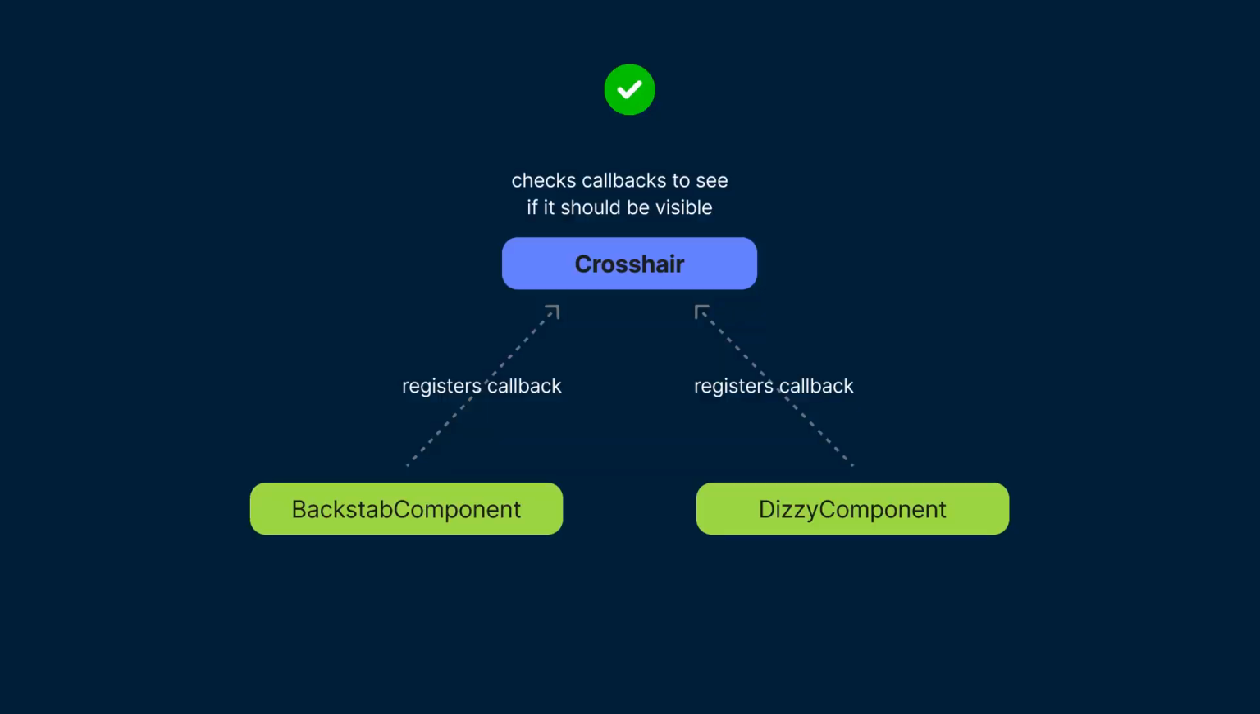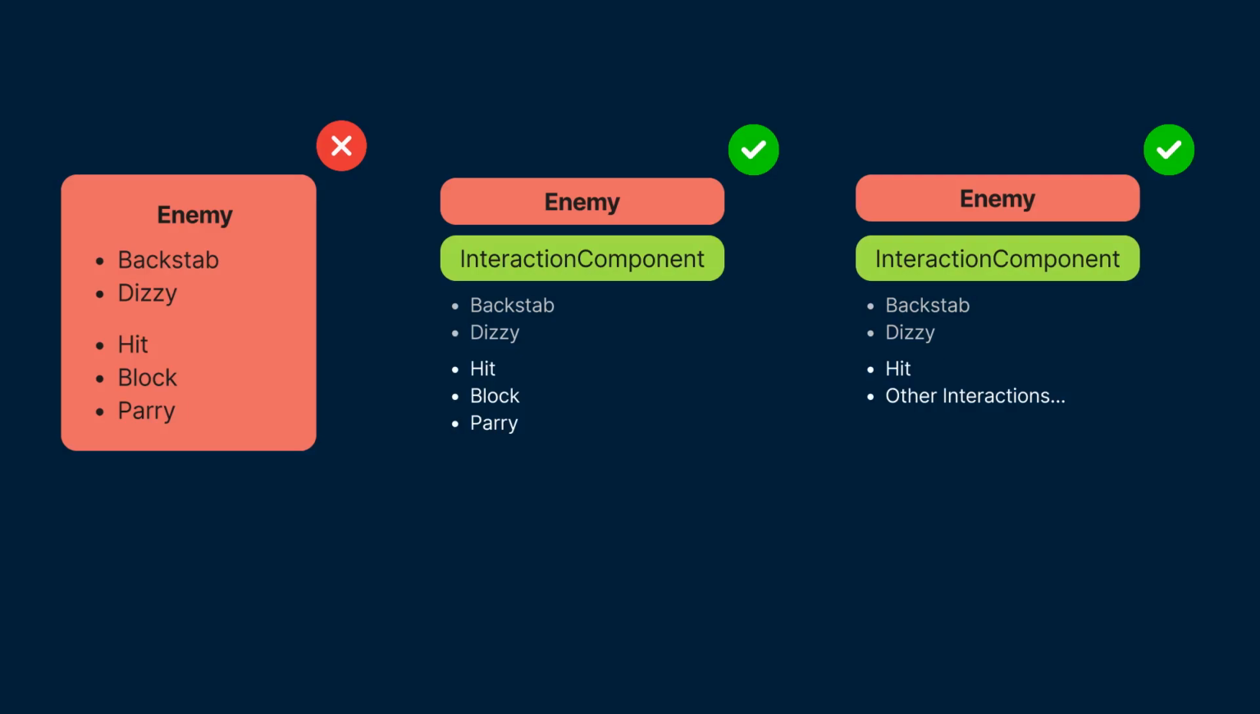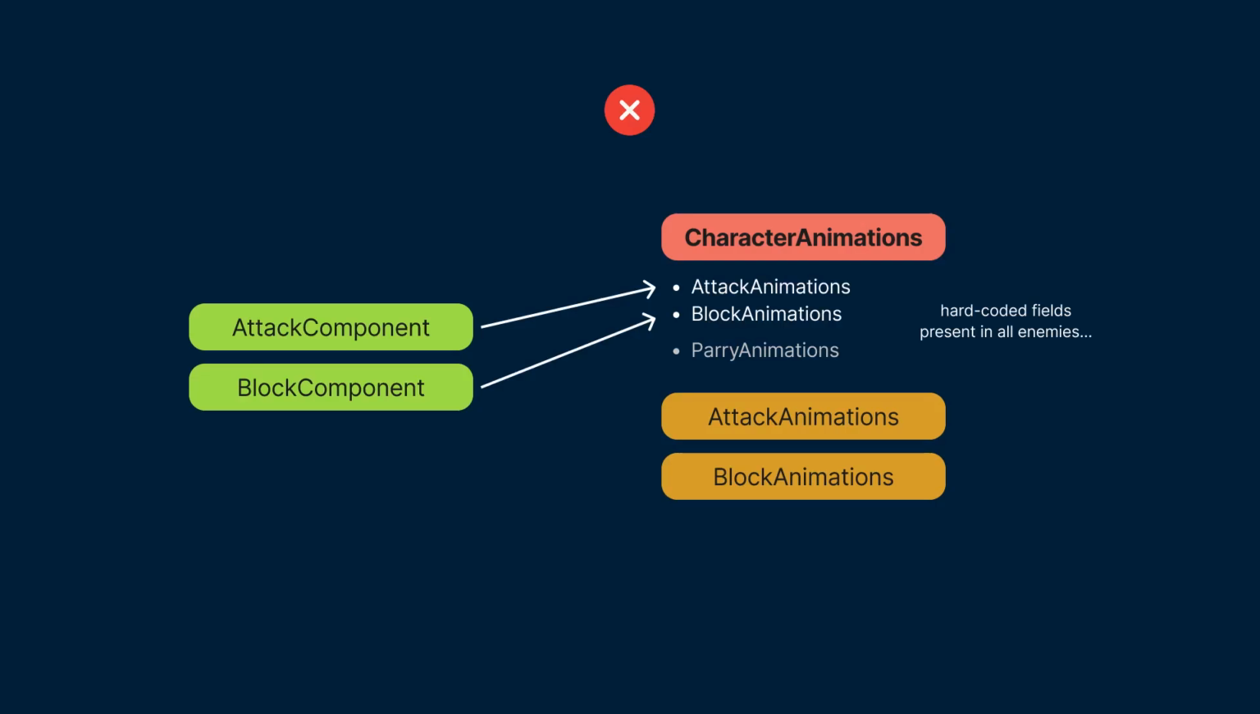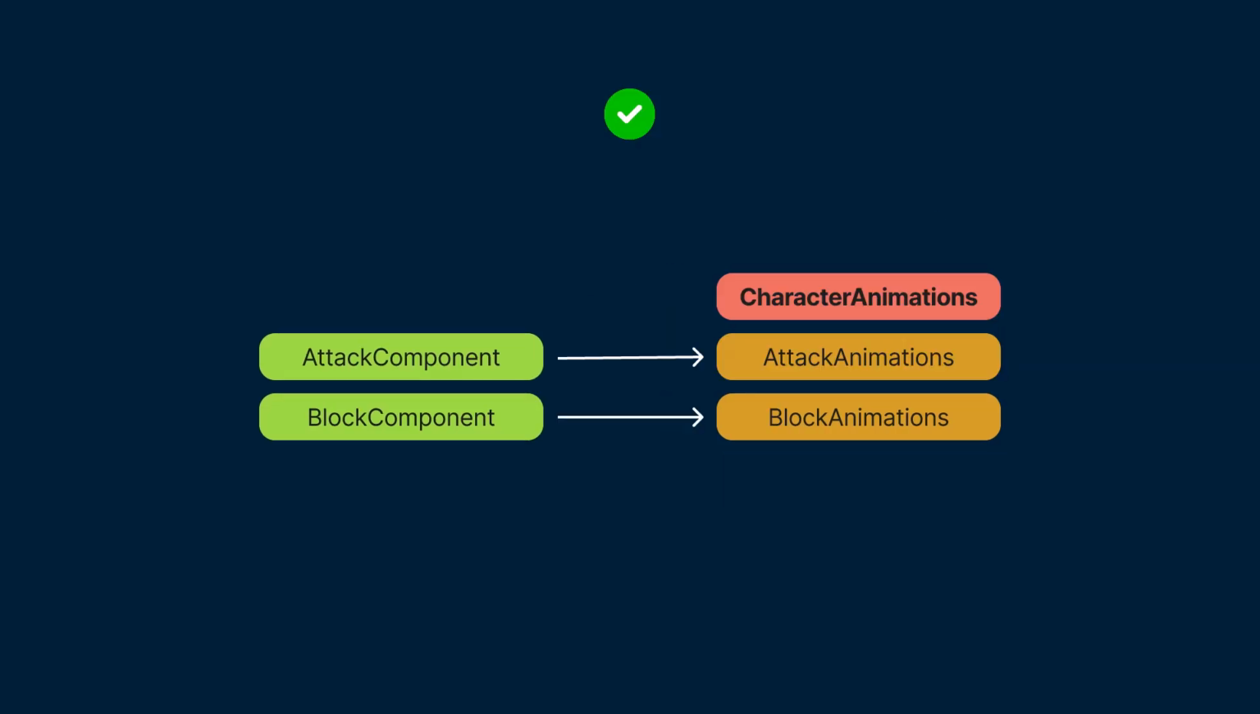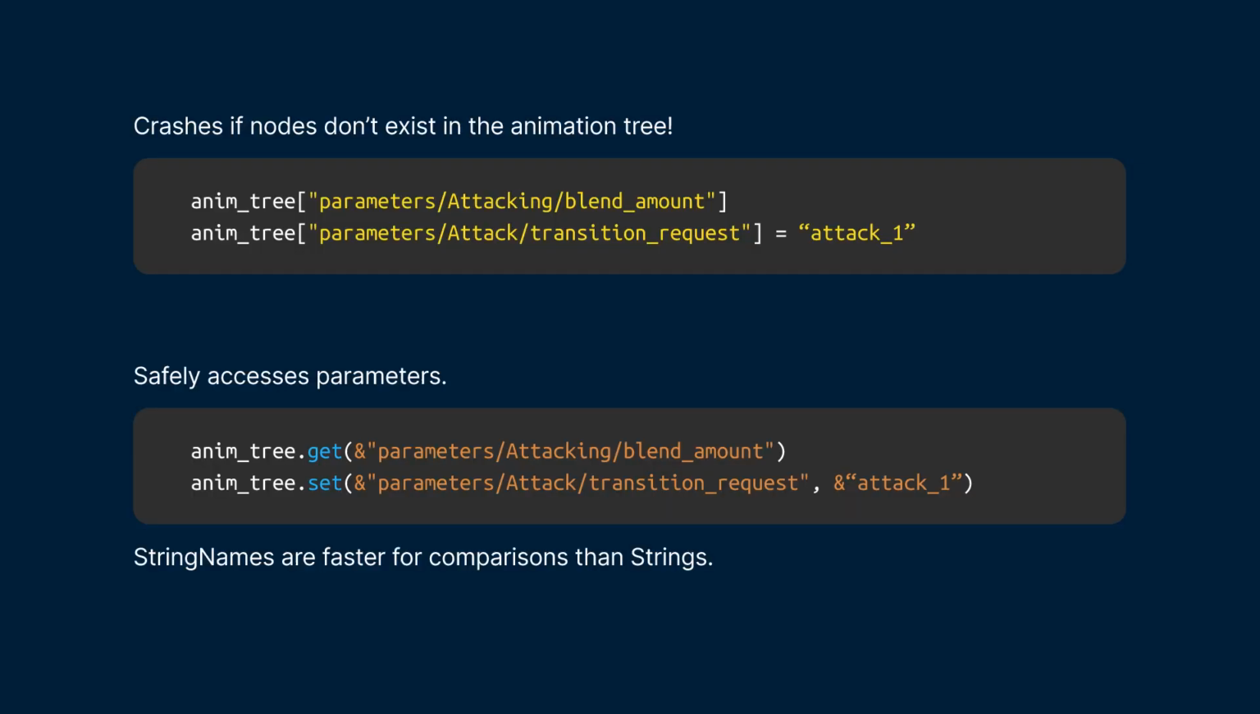I used a callback system for the crosshair. I made an interaction component that handles what happens on an incoming hit. I made components access animations directly instead of going through an unnecessary intermediary. I refactored calls to the animation tree parameters to use set and get so that they fail gracefully if things in the blend tree don't exist. I also made sure to use string names. They're fast for comparison since two string names of the same value are the same object.